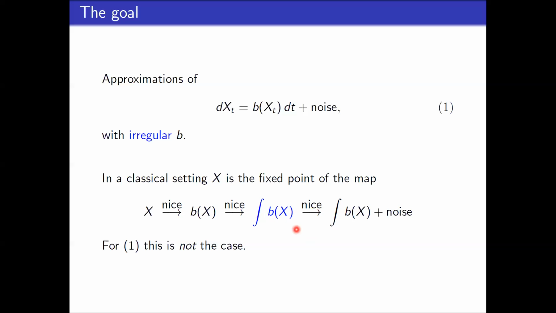And in particular, this applies to discrete approximations because, for example, an Euler approximation of this equation is nothing but the solution of this fixed point map, where the integration operation is replaced by an appropriate Riemann sum. Of course, this approach is bound to fail for these equations because b is not nice. So you have to do something else, and the something else has to really exploit the noise and the regularization effects of it.